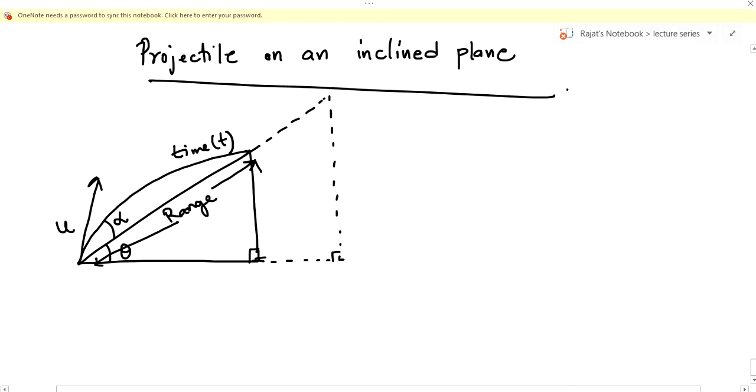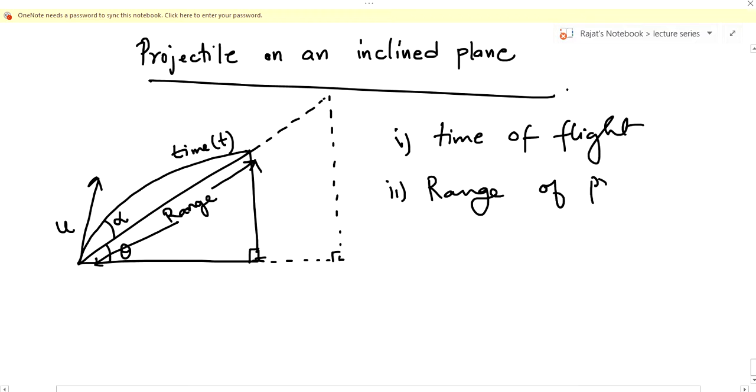These are the two quantities that we will be calculating in this lecture, and in the next lecture I'll be telling you some more important quantity regarding projectile, which is the trajectory of the projectile. Then we'll delve deeper into projectile. So we want to find the time of flight and calculate range. There are two approaches to this problem, and I'll be taking the easier approach.